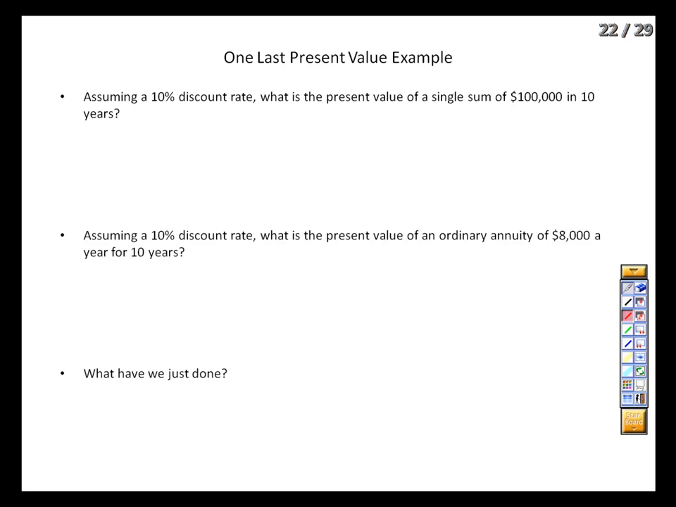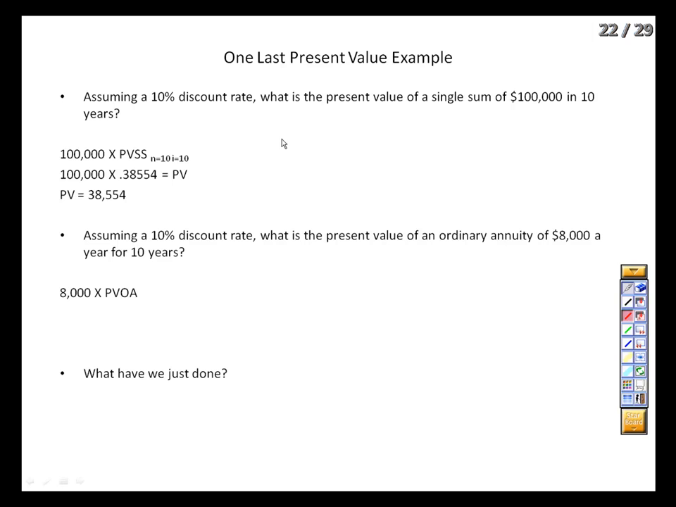Okay, one more example for us to do. Assuming a 10% rate, let's calculate the present value of $100,000 in 10 years. $100,000 times our table factor with n equal to 10 and i equal to 10. This yields 0.38554. I got that from a different table that actually has 5 digits. Therefore, the present value of the $100,000 is $38,554.